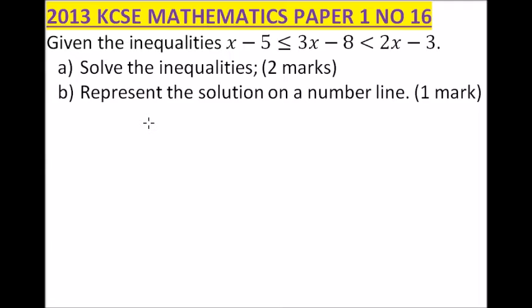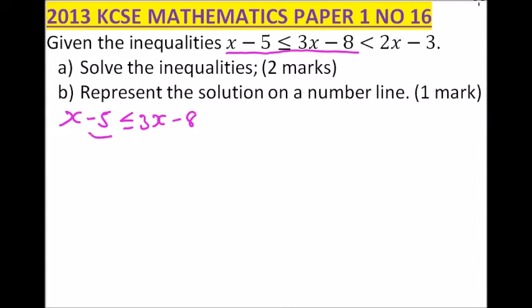Paper 1, number 16. Given the inequalities x minus 5 less than or equal to 3x minus 8 less than 2x minus 3, solve the inequalities. So we start with the two inequalities first. We have x minus 5 less than or equal to 3x minus 8. In this case, you put the like terms together.